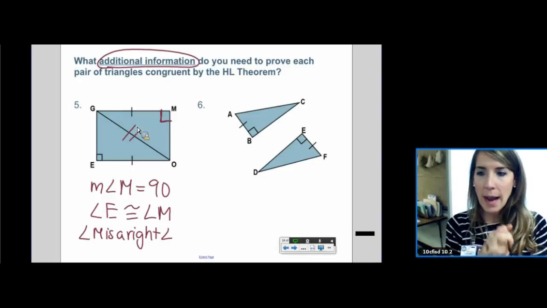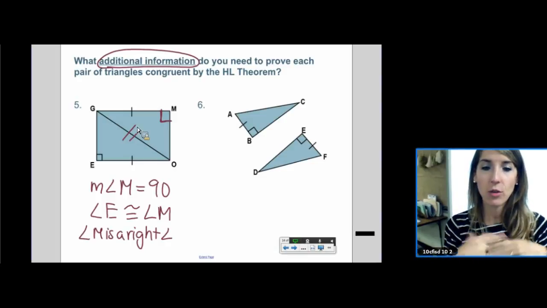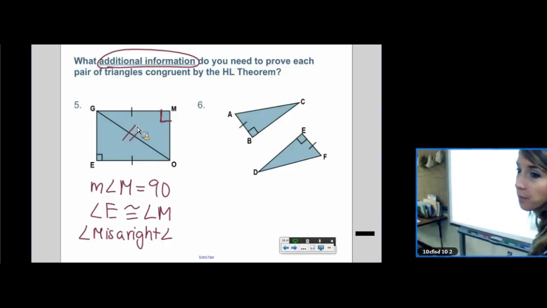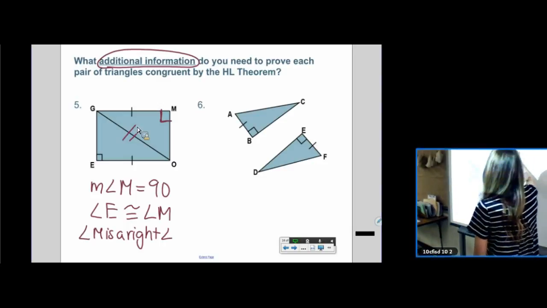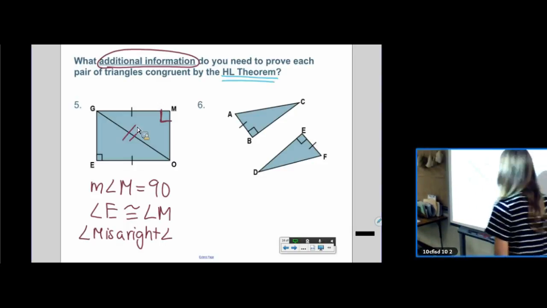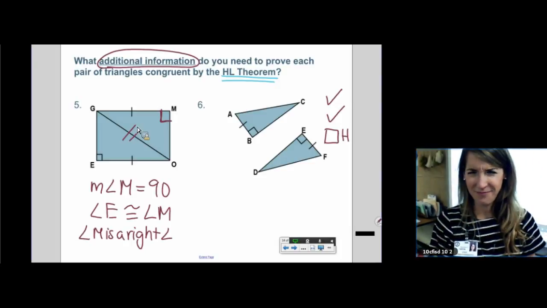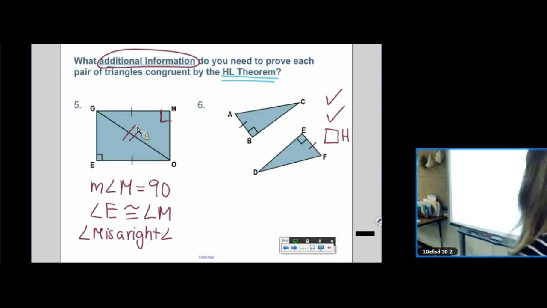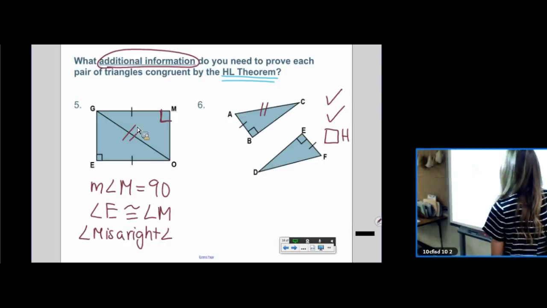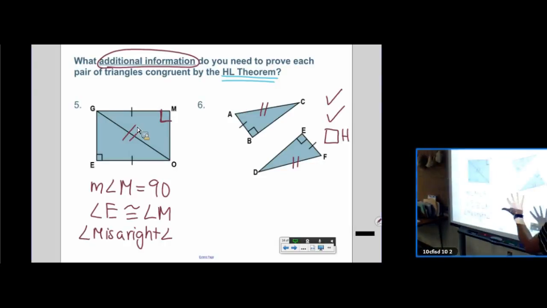So, the directions say we have to make them congruent by HL, right? We have to make them congruent by HL. So, I have a leg, I have a right angle, and I have a leg. What I don't have are 2 congruent hypotenuses. Okay, so anyway, what I need is this to be congruent to this. I need those tick marks.